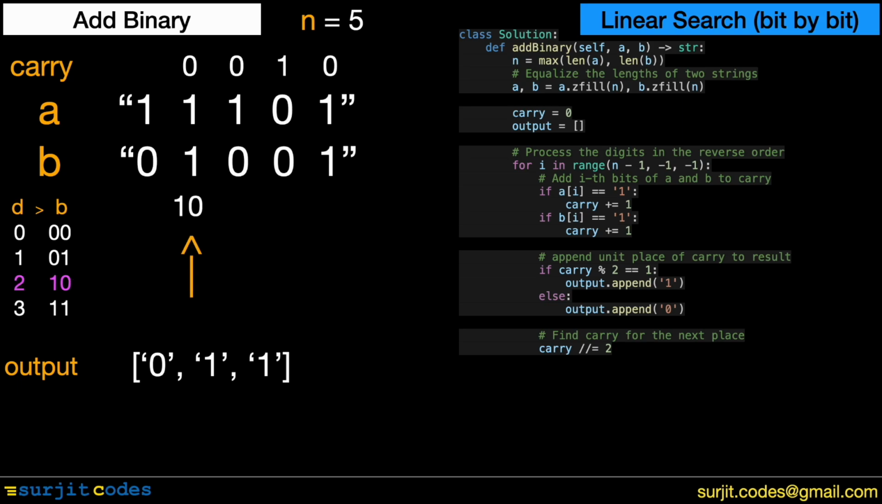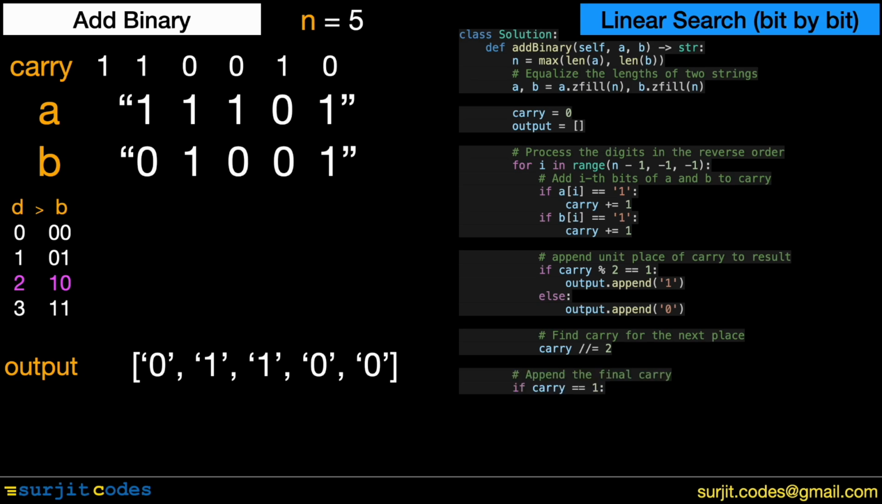In the next iteration, sum is 2, which is 1, 0 in binary. So character 0 is appended to the output and 1 is the next carry. In the last iteration, the sum is 2, that is 1, 0 in binary. So 0 is appended to the output and 1 is the final value of carry when the loop terminates. 5 bits are present in the output.